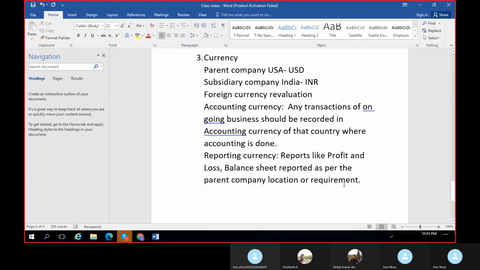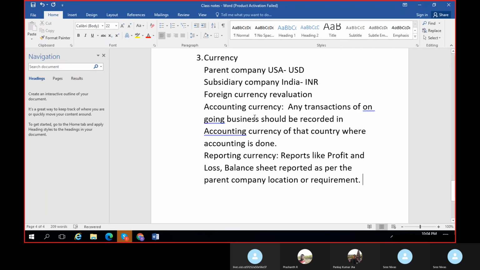It doesn't mean that if the parent company is located in the USA, they may need to show these reports to the Japanese investors. So what they do is convert this currency from USD to Japanese yen. For any reason, we'll have to maintain accounting currency and reporting currency. This is mandatory.